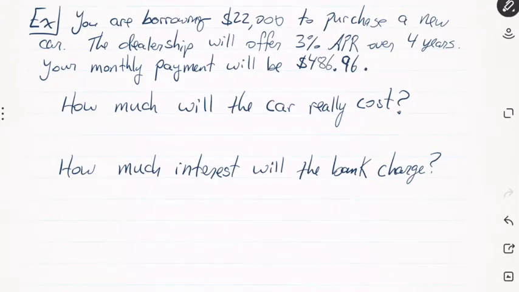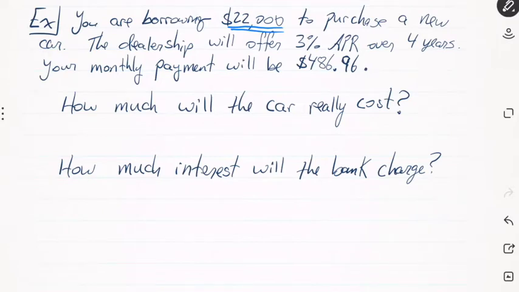All right, so let's put this to use. I'm using the information that we just generated with the calculator. You are borrowing $22,000 to purchase a brand new car. The dealership will give you 3% APR over 4 years, and your monthly payment turned out to be $486.96 every single month. So my questions usually will turn out to be things like, how much will the car really cost you? Sure, you're buying it for $22,000, but you're buying it with a loan, so that means it's going to be more than $22,000.